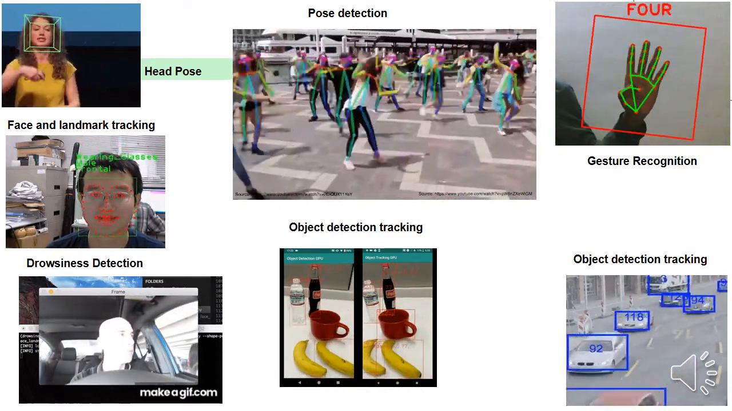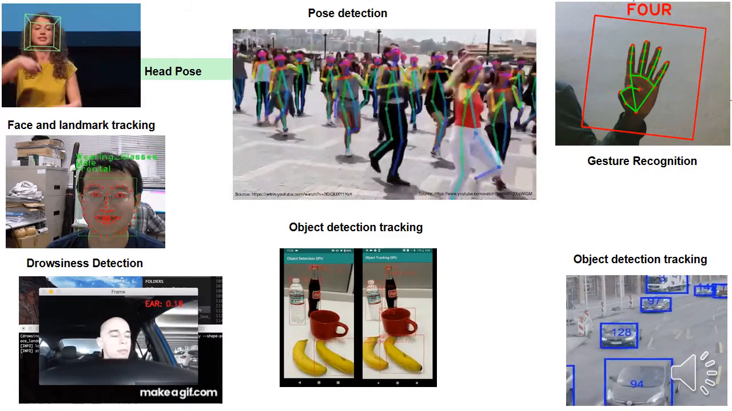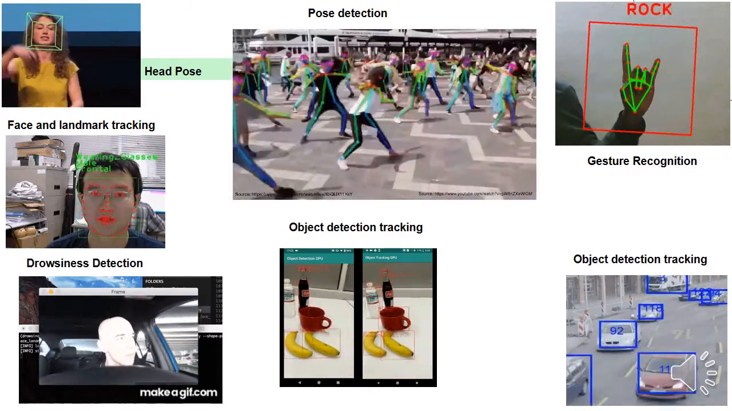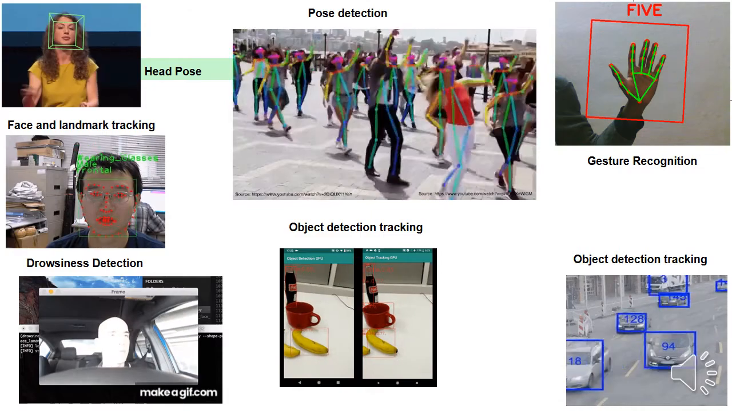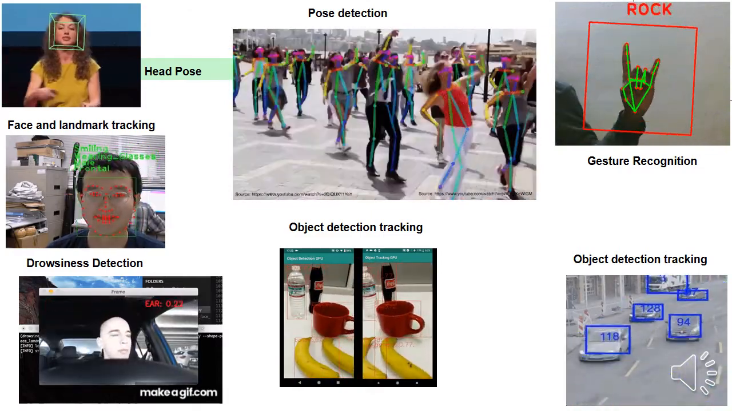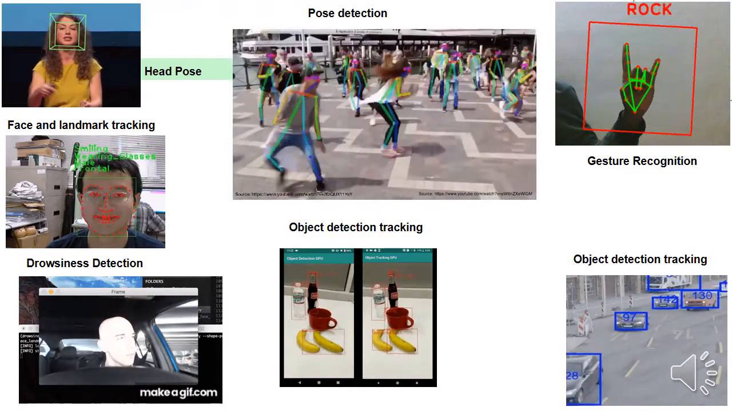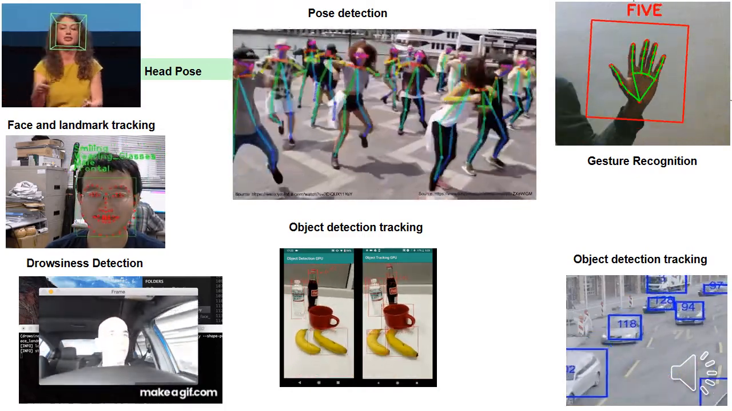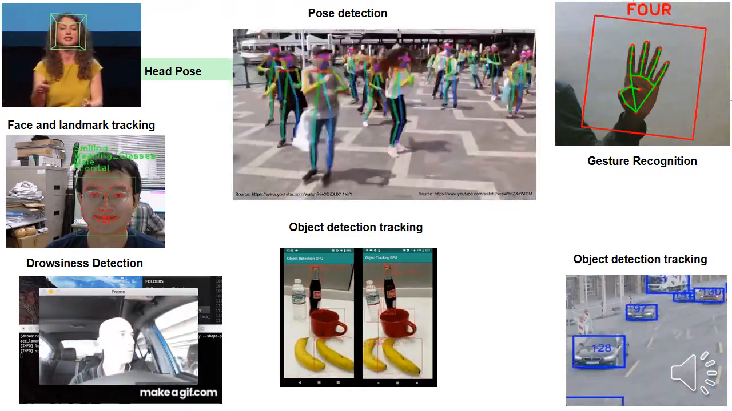And also the best and most beautiful application, which I was working on during my PhD, is called drowsiness detection, where you can detect if a person is drowsy. You can alert the driver so that they can avoid any accident that may happen.